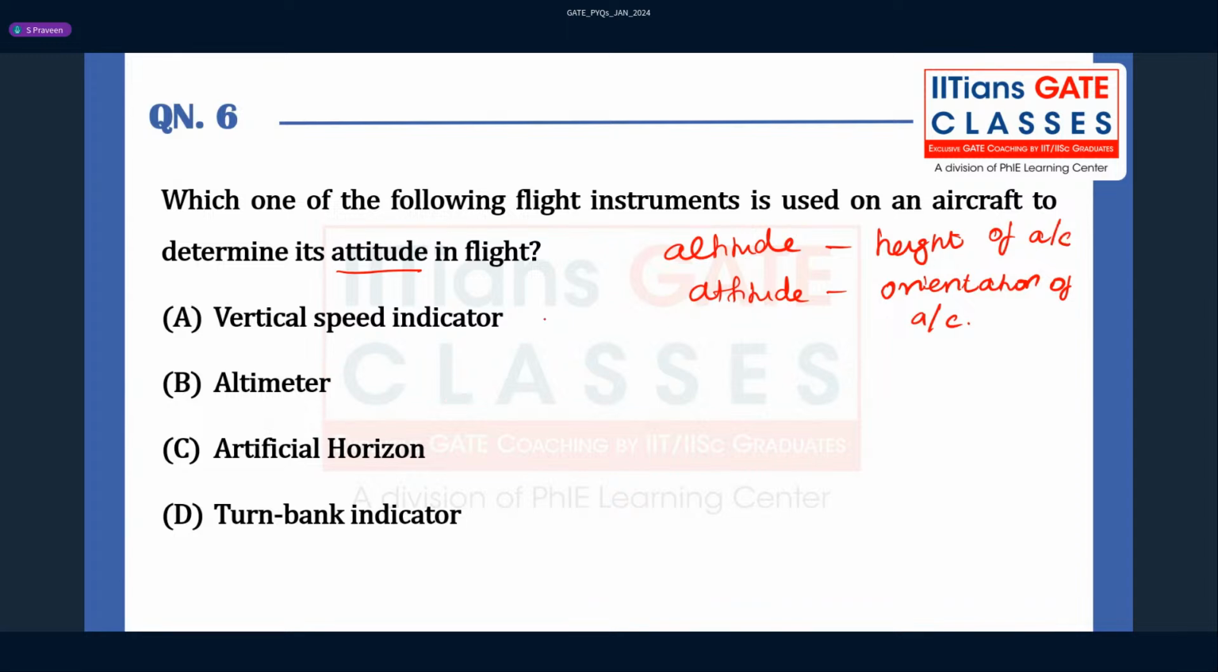The vertical speed indicator, as the name says, measures speed, so this can't be true. The altimeter measures the altitude, so this can't be true. Artificial horizon and turn indicator seem close, but let's see. The vertical speed indicator is used to measure your sink speed or the rate of climb. The altimeter is used to measure the altitude, as the name suggests. The artificial horizon is used to measure the attitude. And the turn bank indicator, because it measures the bank, is basically measuring the angle of bank.